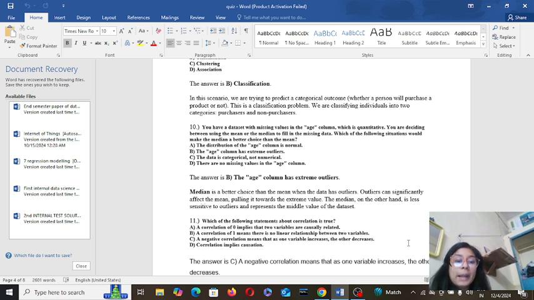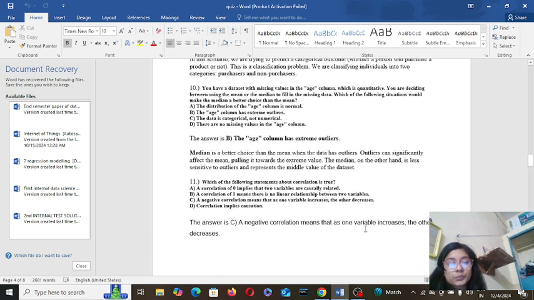So median is the better choice than the mean when the data has outliers. Outliers can significantly affect the mean, pulling it towards the extreme value.